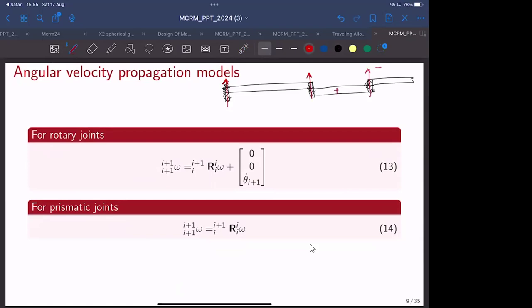So I label this as link I. I label this as link I minus 1. And I label this link as link I plus 1. And the joint corresponding to link I is this joint, right? Because, as per the DH convention, this side is going towards the base, and this side is going towards the end effector.